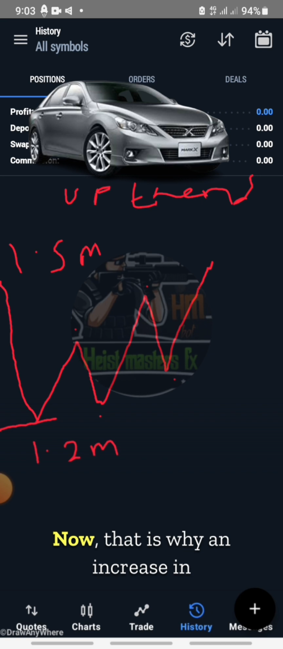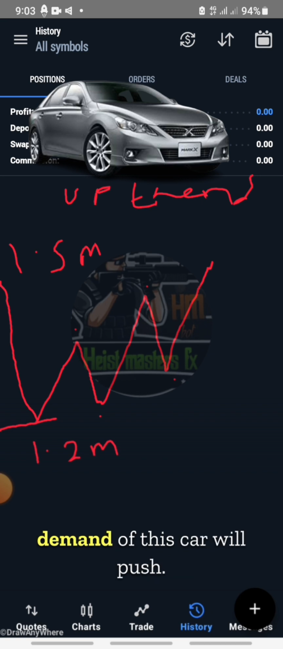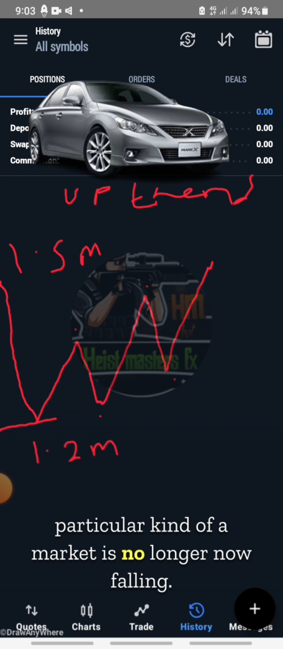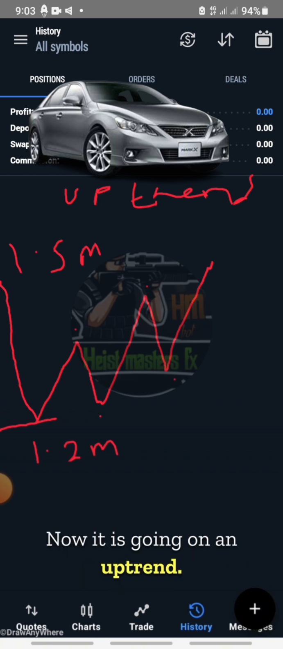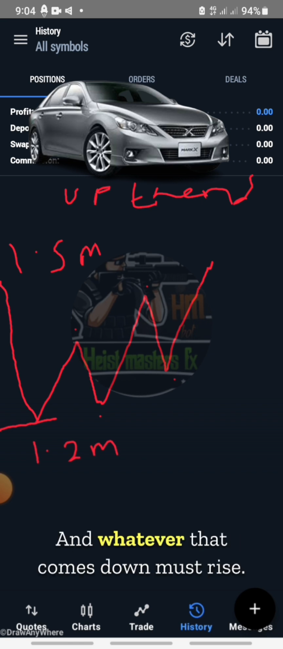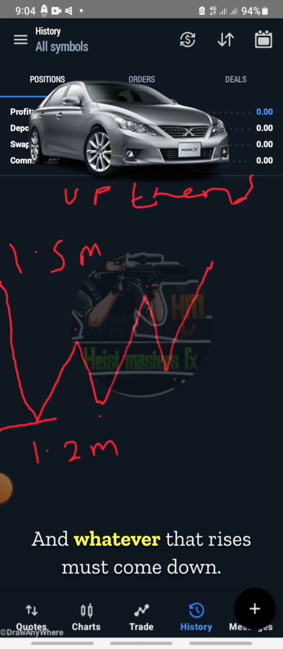That is why an increase in demand for this car will push the price in the market. Now we'll have an uptrend, meaning the price of this car is no longer falling. Now it is going on an uptrend. Whatever comes down must rise, and whatever rises must come down.